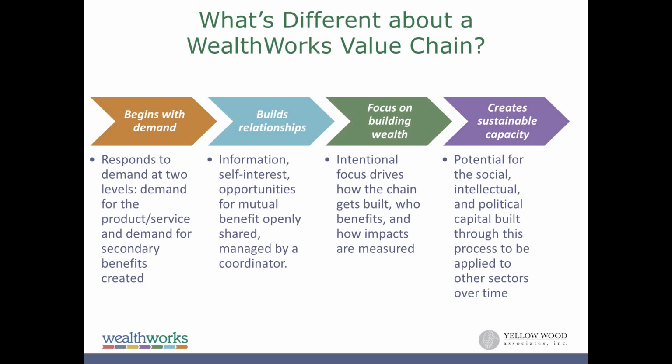So the other thing that's different about a WealthWorks value chain is it builds relationships. The flow of information is up and down the value chain. It's among all the players in the value chain, not just people just before you or just after. There's information flow. There's the opportunity to meet your self-interest, but also the mutual benefit. And that is shared. It's not about how do I maximize my money, but actually realizing that when I benefit, someone else can benefit, and it becomes a win-win situation as opposed to win and lose. And then it's managed by a coordinator, somebody who can help these different conversations happen, that is someone who's holding a bigger picture about, are we building wealth? Are we being inclusive? Are we rooting wealth locally in place? So there's a coordinator that's really bringing all these pieces together. Because value chains do not naturally self-organize.